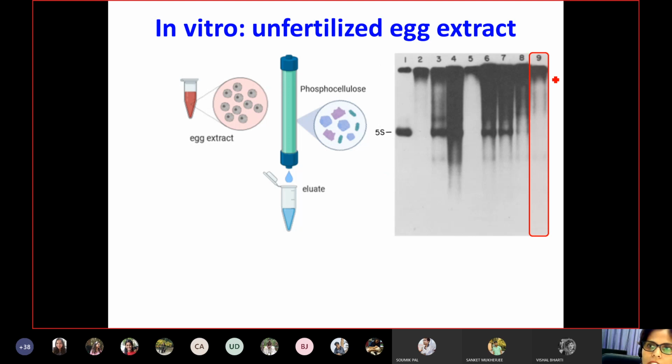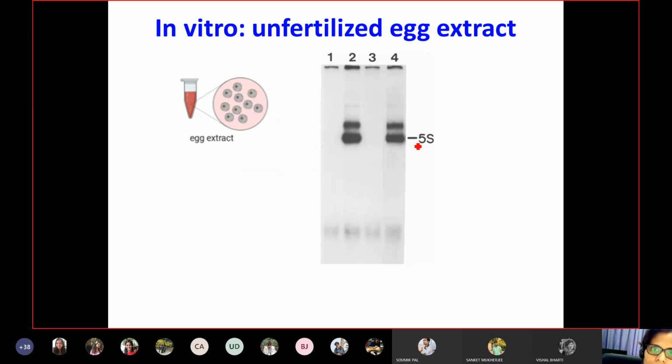And now coming to the interesting part, you have the phosphocellulose eluate. So eluate alone is not able to give you the 5S gene transcript in the earlier picture, but when it is mixed with the egg extract, then you see a nice activation of 5S transcripts in lane 4. So that means the eluate contains some of the fractions important for specific transcription of the 5S gene. So what you see here is a nice activation, and this is done with the help of a complementation assay.